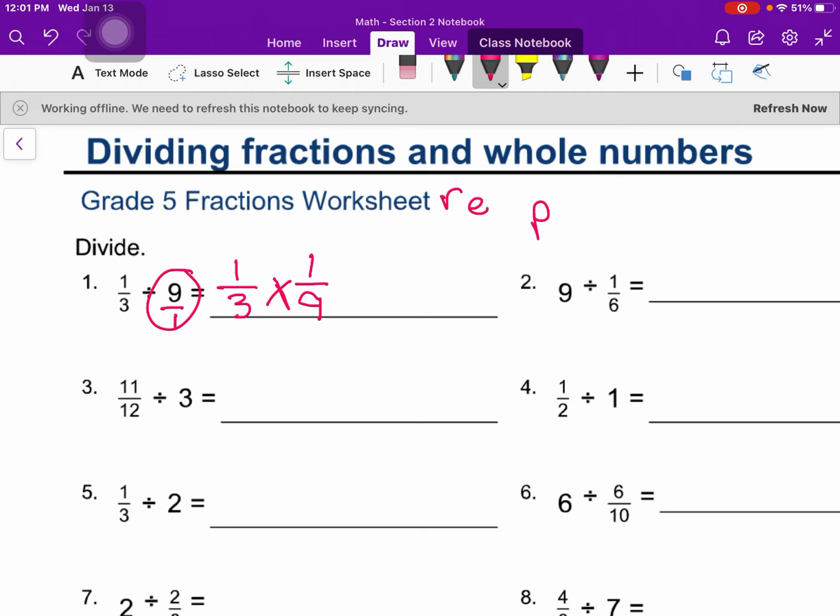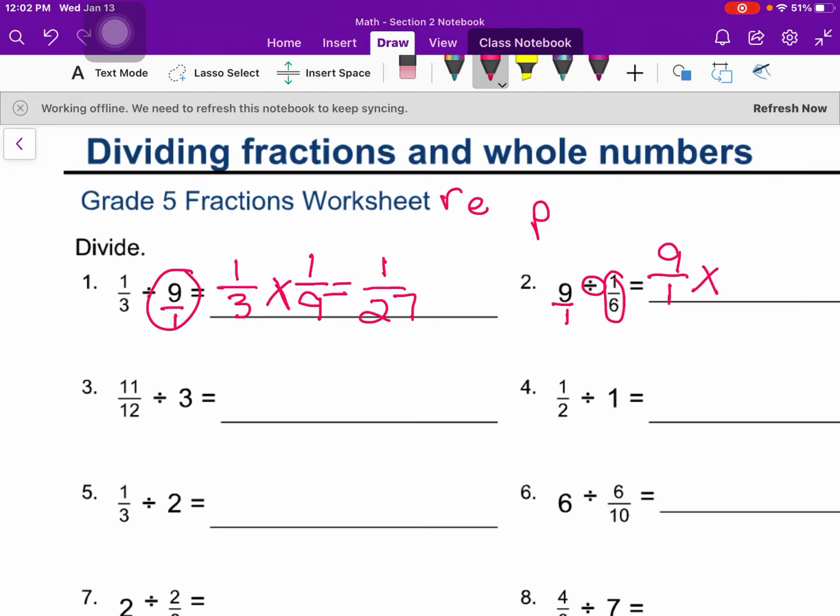All right, so now I keep, change, flip, and I multiply straight across because there's no simplifying that I can do. And I get 1 times 1 is 1, and 3 times 9 is 27. All right, let's try number 2. Keep, change, flip. Keep the first number. So I'm going to call it 9/1 because it's a whole number, and I want it to look like a fraction so they behave the same way. So keep, change the symbol, flip 1/6.